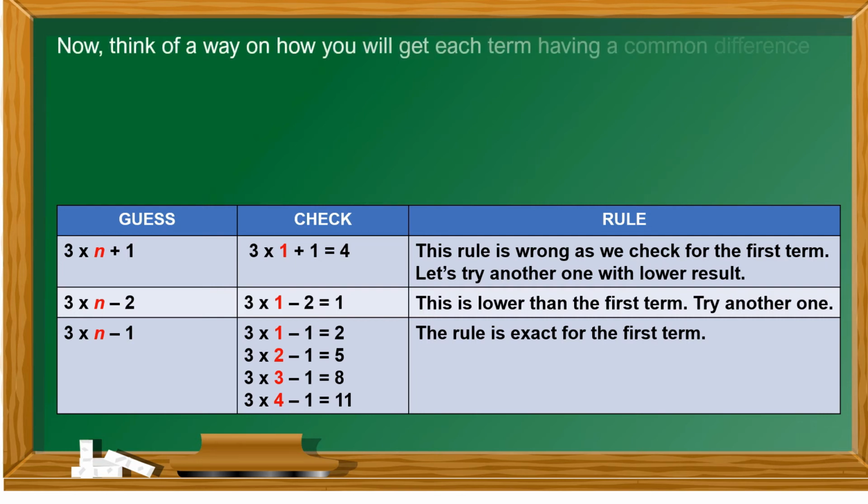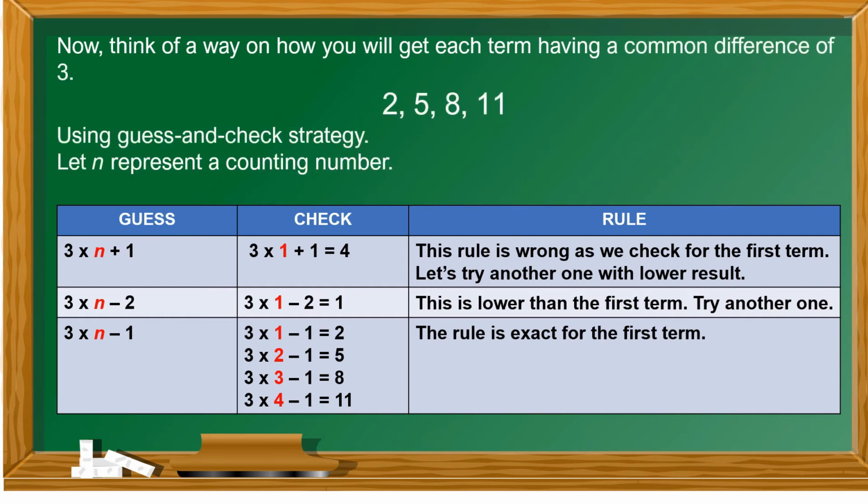Now, think of a way on how you will get each term having a common difference of 3. Using again this sequence 2, 5, 8, and 11. In this process, we are going to use guess and check strategy. Let variable n represent a counting number. The first nth rule we are going to guess is 3 times n plus 1. To check if this nth rule is correct, we are going to represent counting number 1 to represent the variable n.